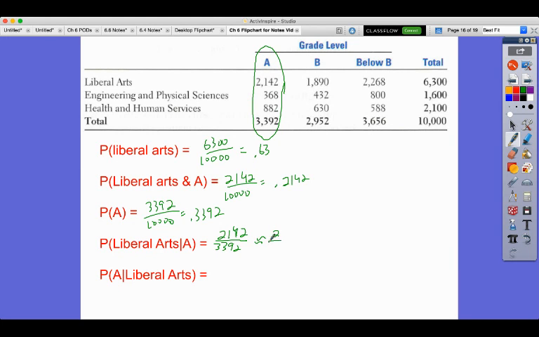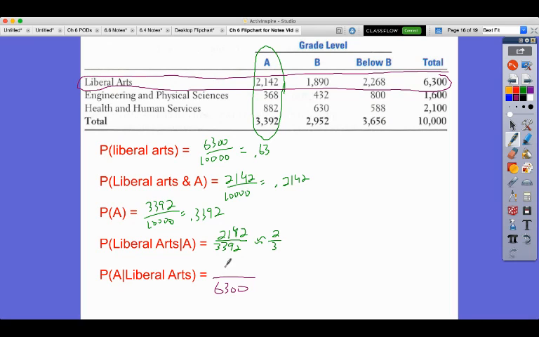What's the probability that you got an A given that you are in liberal arts? So given that you're in liberal arts, now we're looking at the table this way, and we're saying, given that you are a liberal arts major, what's the probability that you got an A? Now, all liberal arts majors are these 6,300. The probability that you got an A is 2142 out of 6,300, which is approximately 1/3. Okay, so the numerator is the same because there's liberal arts and A happening, 2142. But in one case the denominator is, given that you're in the A's, what's the probability? And in the other, given that you're in the liberal arts, what's the probability?